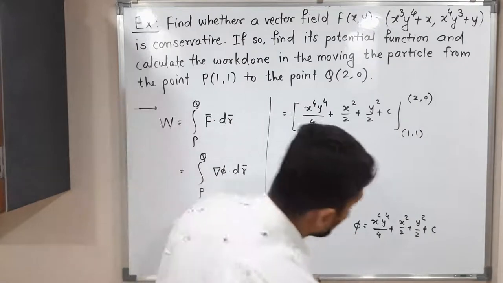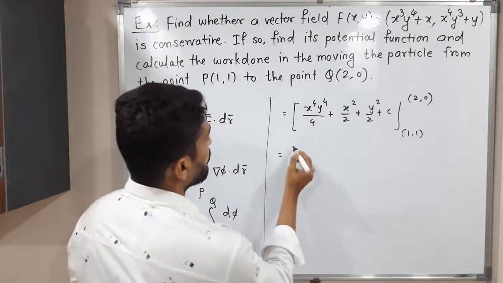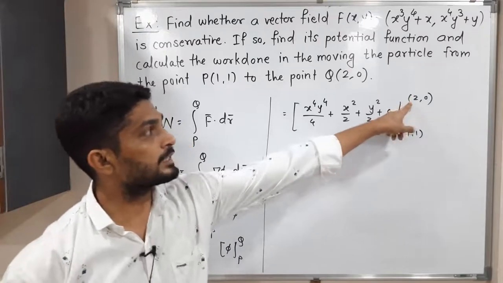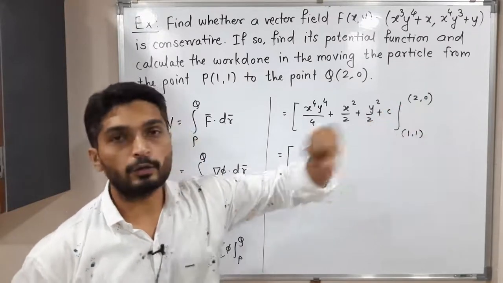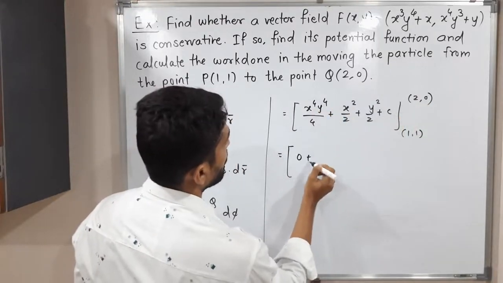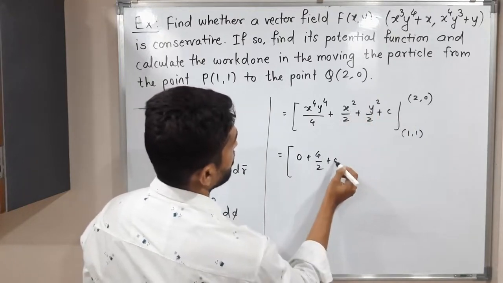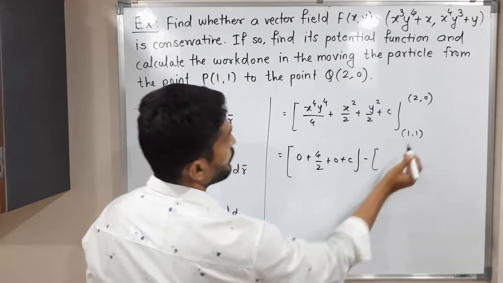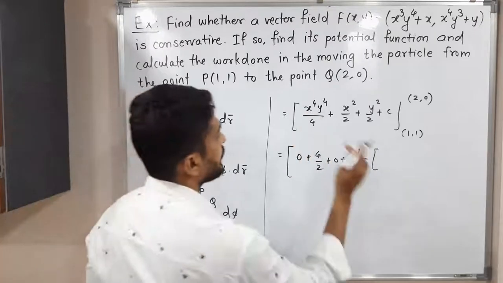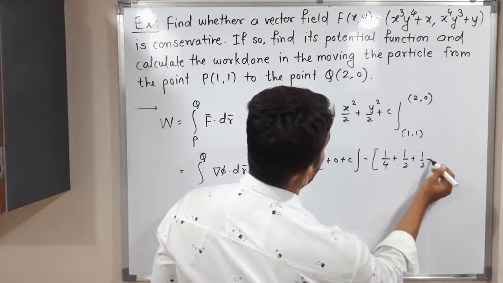So it's not required now. Let me remove it, so we'll have some more space to solve this problem. So this is equal to, now I am going to put the upper limit, after that I will put the lower limit. When I put the upper limit, in place of x I have to put 2, in place of y we have to write 0. If I put those values here, y will be 0, so we will have 0 for the x to the 4 term. Then 2 square is 4 by 2, y is 0, plus c, minus, I am putting the lower limit. So I have to put x equal to 1 and y also equal to 1. So we will have 1 by 4 here. If I put 1 here, 1 by 2 plus 1 by 2 plus c.